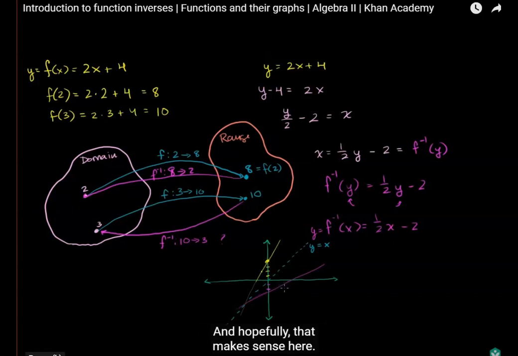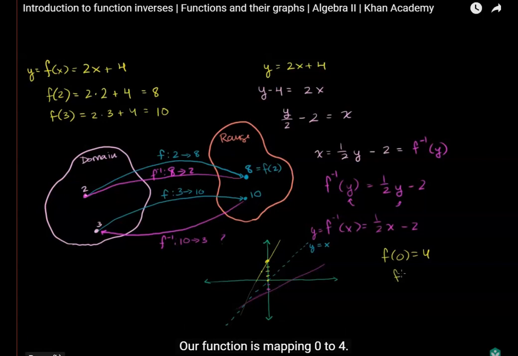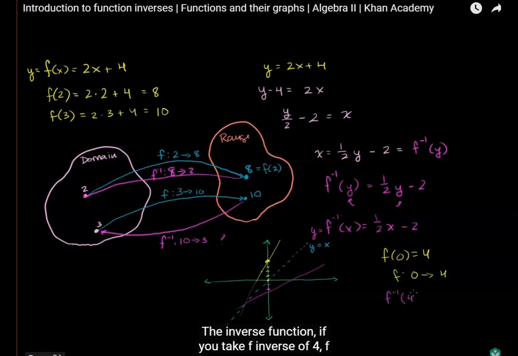And hopefully that makes sense, because over here on this line, let's take an easy example. Our function, f of 0 is equal to 4. Our function is mapping 0 to 4, right? The inverse function, f inverse of 4, is equal to 0. So the inverse function is mapping us from 4 to 0, which is exactly what we expected. The function takes us from the x to the y world, and then we swap it. We were swapping the x to the y with the inverse. That's why it's reflected around y equals x.